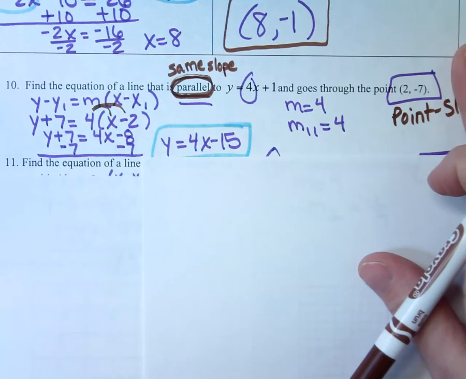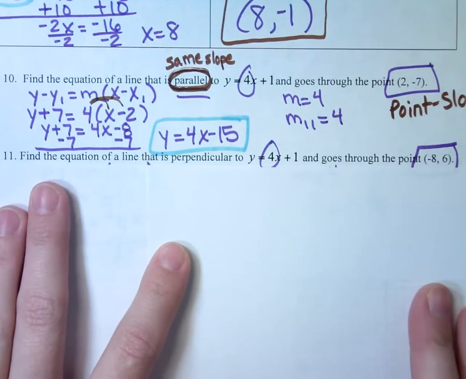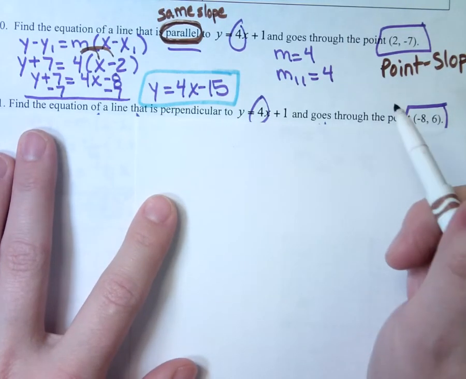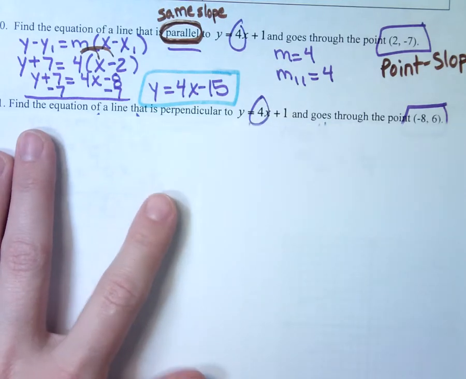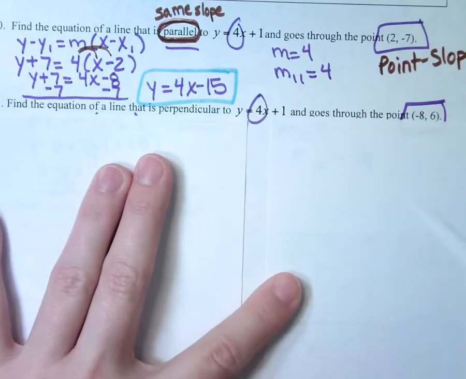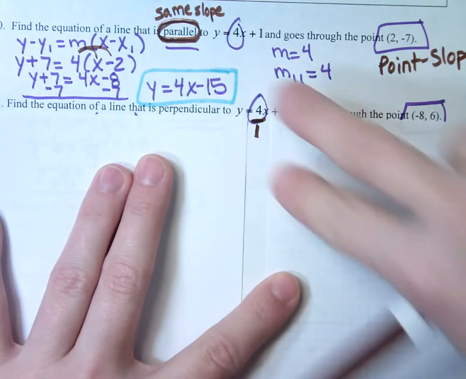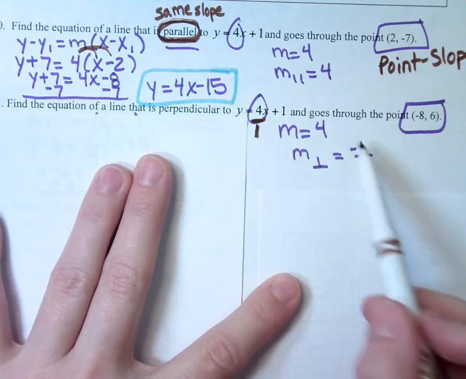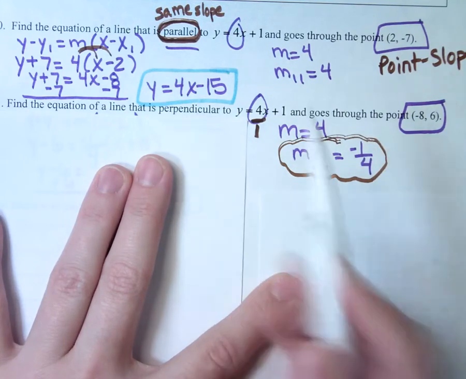Okay, this next one talks about being perpendicular. So what do we remember about perpendicular? Their slopes are opposite reciprocals. So this line has a slope of 4, which is understood to be 4 over 1. If I want to have the opposite reciprocal, that means flip and switch, flip the fraction, switch the sign. And what do you get? -1/4. So that's the slope that I want to use in this problem because I want to be perpendicular.